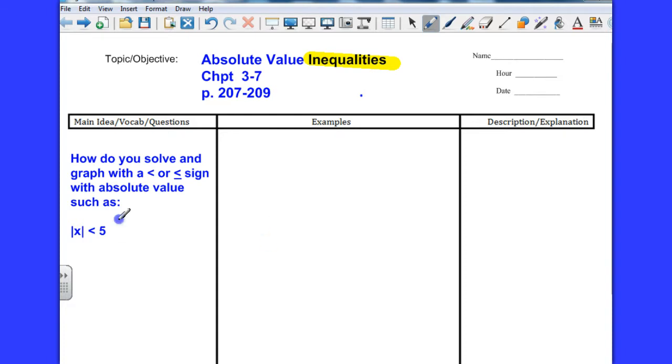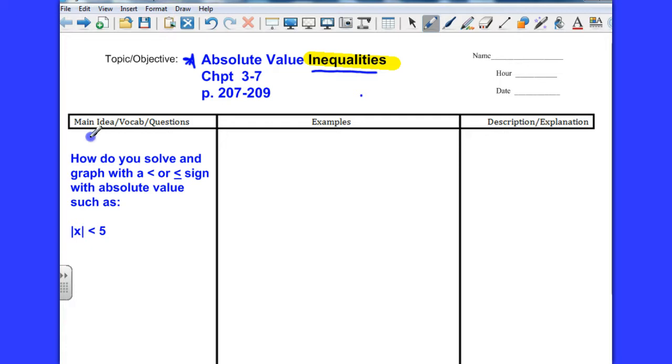All right. If you have not yet filled out your template, please do. Here's the topic and objective for today: absolute value inequalities. Still in chapter 3.7. It's going to take a few videos for me to do this, at least 2, if not more, depending on how long they take here.